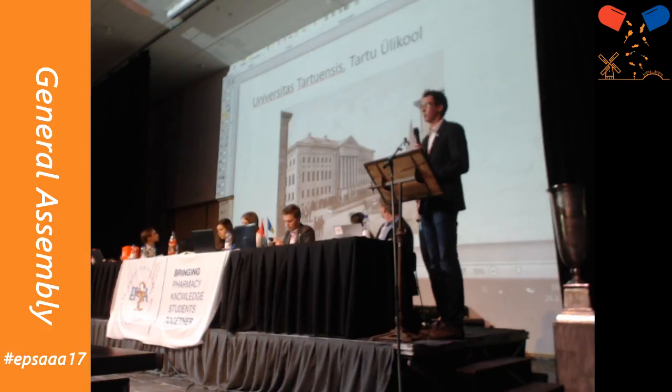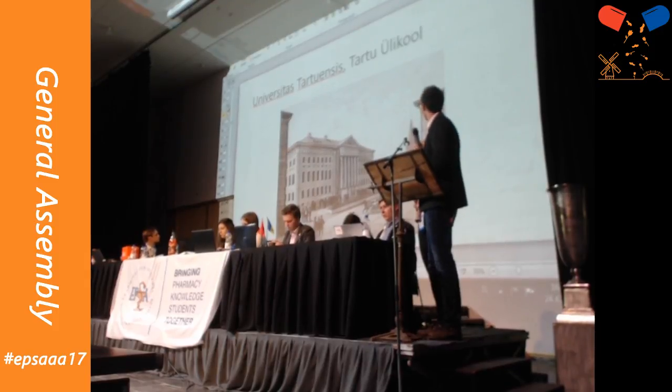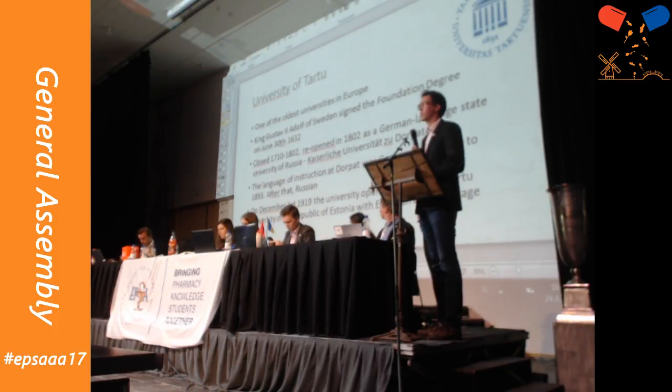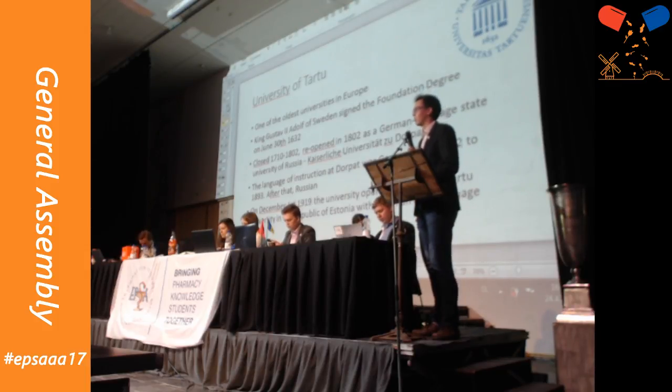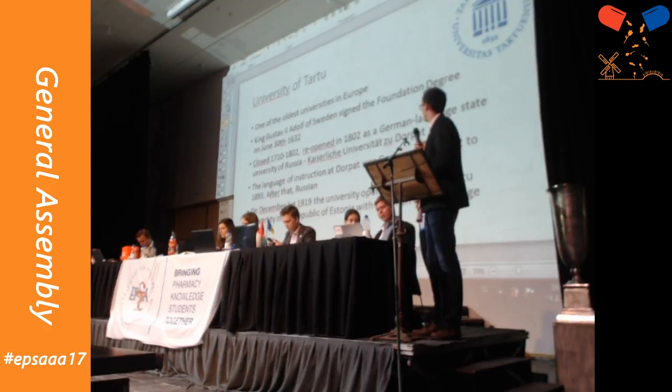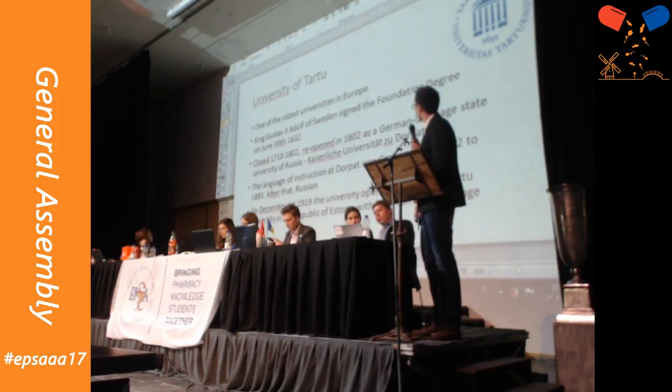A little bit about the University of Tartu. Universitas Tartuensis in Latin, and Tartu Ülikool in Estonian. The next slide. University of Tartu is one of the oldest universities in Estonia. We have had education basically in 3 languages, first German, then Russian, and now for some 100 years in Estonian. It was founded in 1632 by this Swedish guy, Gustav, and that's about it.